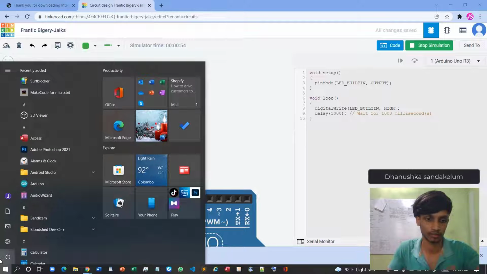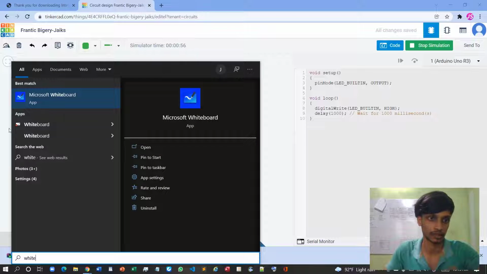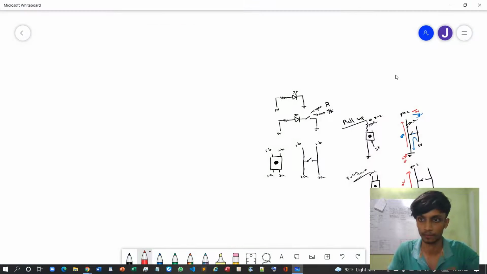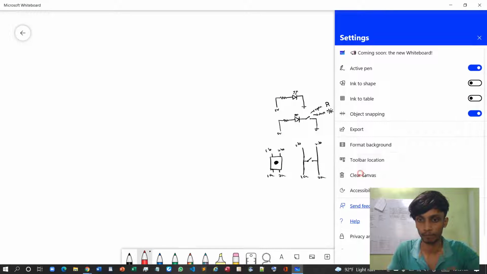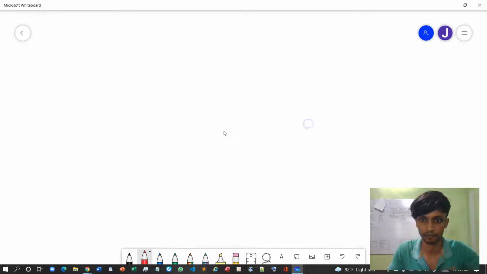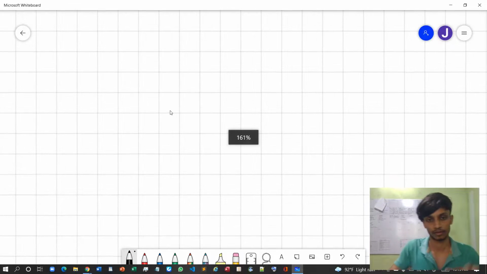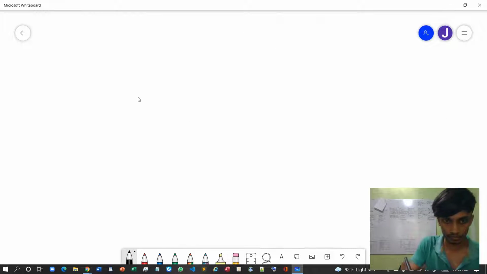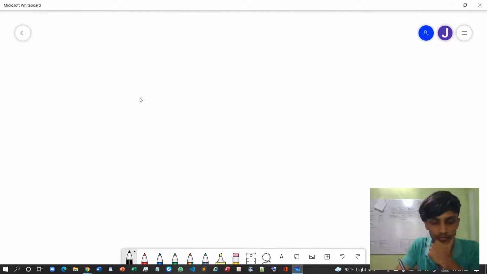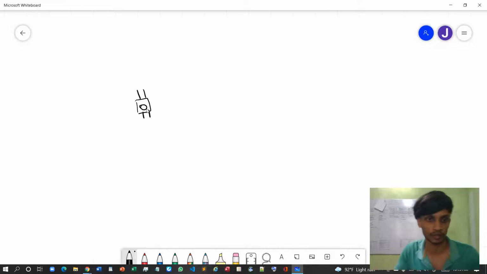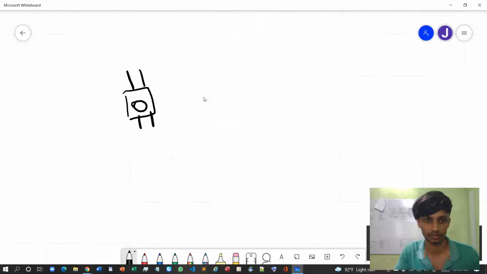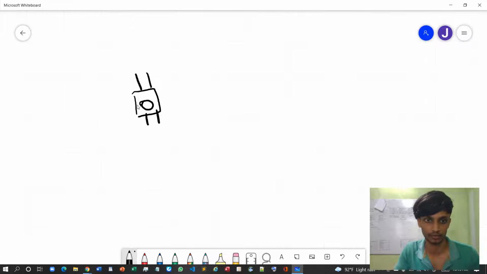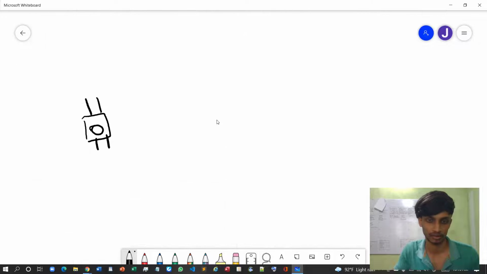So let me quickly explain what's happening over there. When we are using a push button, the push button is something like this. It has 4 pins, and this is the place where you click the button.